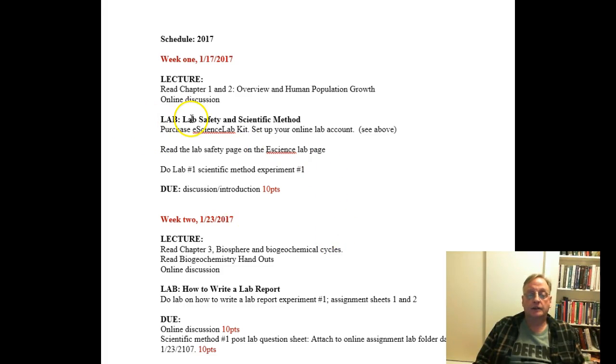For the lab, you need to read the safety and scientific methods sections, purchase the science lab kit, and set up your lab account. And then you would read the lab safety page and do lab number 1, the scientific method, experiment 1. The online discussion is worth 10 points. So by posting this first online discussion, you get 10 points. You see it's due this week, so it says due under this week.